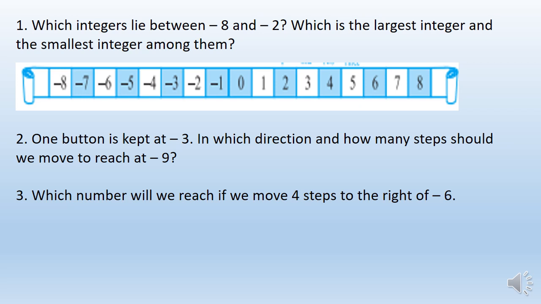Now question number 1. Which integers lie between -8 and -2? Which is the largest integer and the smallest integer amongst them? First of all, -8 is here and -2 is here, and in between that we can see -3, -4, -5, -6 and -7. These are the integers in between.